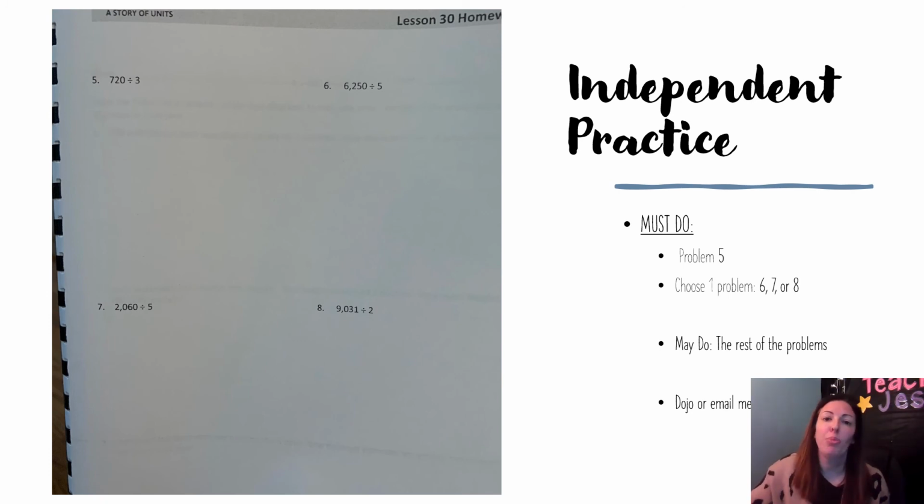So the must-do problems for this lesson is number 5. I want everybody to solve problem number 5, 720 divided by 3. So either on your paper or your whiteboard, show all your work. I also would like you to do your multiplication to check to make sure that you did all of your dividing correctly and you got the correct answer. So that's the first must-do problem.